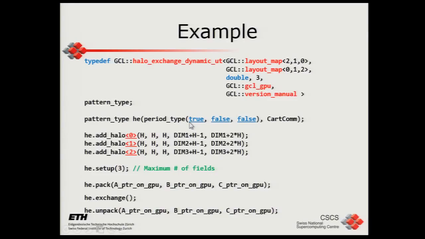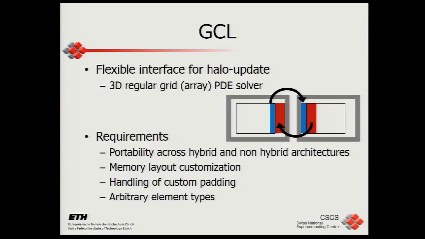We also have to handle custom padding on the dimensions because of alignment issues that you can have on the GPUs and on the CPUs, and of course you also have to be able to deal with different element types, so vectors of integers, double floats, and whatever structures the user wants to use. To do this in GCL, we had to use basically C++, which is the only language that allows reaching good performance and flexibility at the current state.